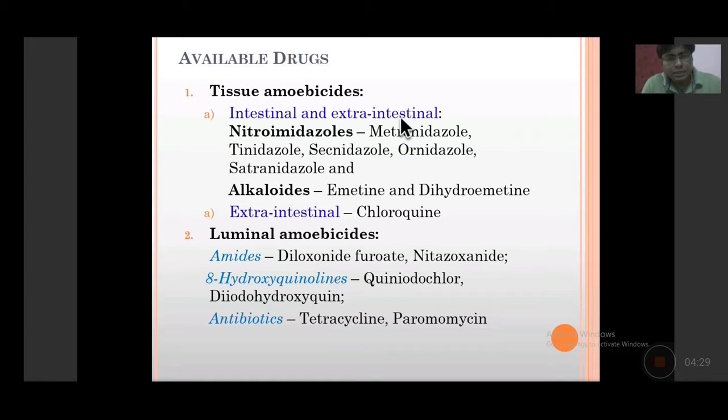Then come the luminal amoebicides, where you find diloxanide furoate, nitazoxanide, quinfamide, diiodohydroxyquin. These are hydroxyquinolines, not aminoquinolines. If you remember, aminoquinolines come under the treatment of malaria, like quinine and chloroquine. This is a separate group. The source of the drugs is the same, but the chemical is different: hydroxyquinolines. And some antibiotics, tetracycline and paromomycin, are also useful in treatment of amoeba.